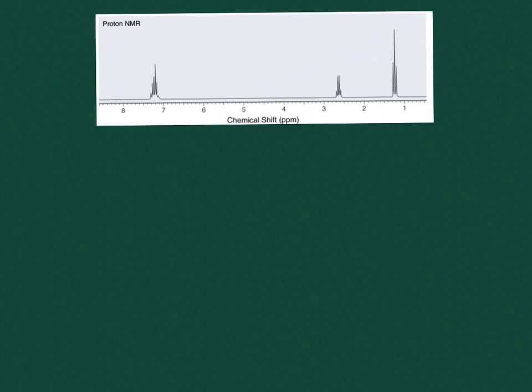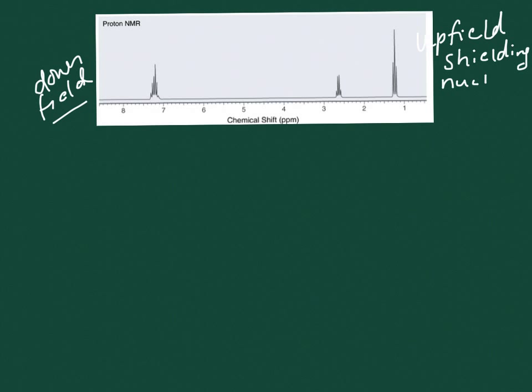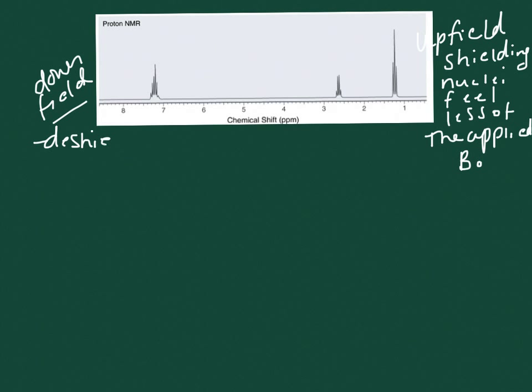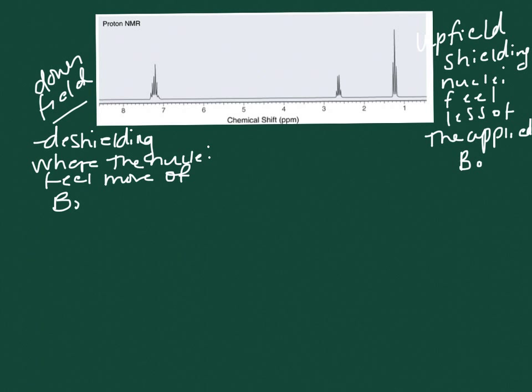So if we think back to that spectrum, I can pull it up again. We can see here, okay, this region is considered upfield, and this is downfield. Now upfield has increased shielding, where the nuclei feel less of the applied field. Downfield we have de-shielding, where the nuclei feel more of the applied field B0.